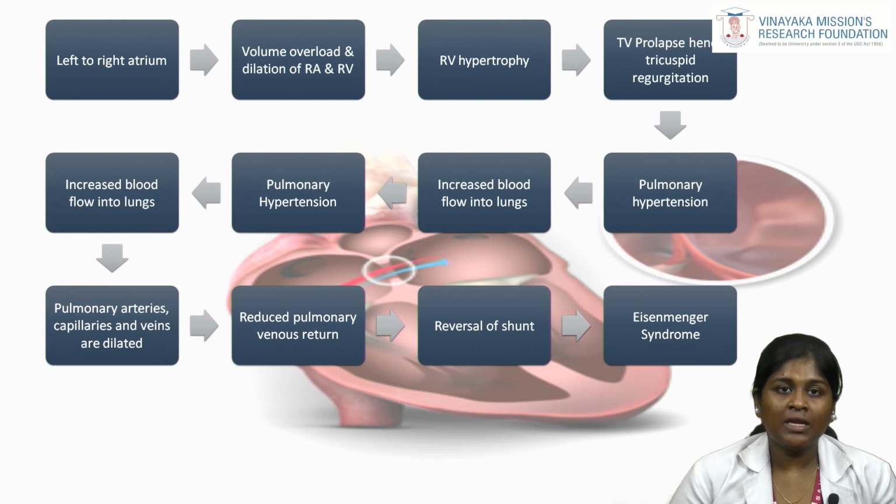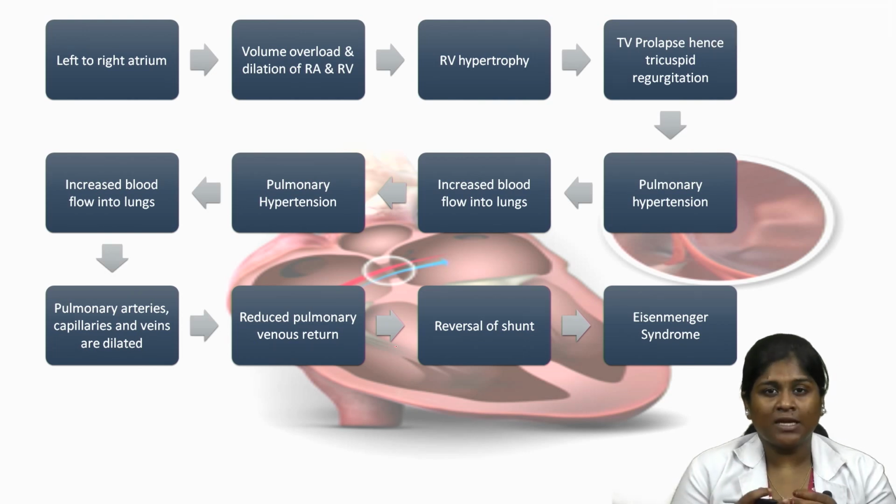The shunt is from left to right, as the left atrium has a higher pressure, so that passes the blood from left to right, and then volume is overloaded in the right side of the heart, and that causes RA, that is right atrium, and right ventricle dilatation, and that causes RV hypertrophy, that is right ventricular hypertrophy.